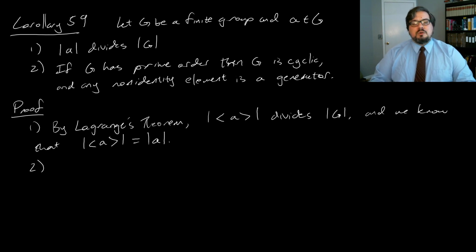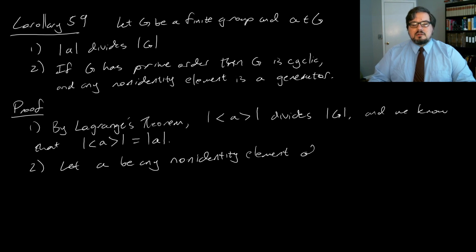Part 2 is going to use part 1 immediately. So let's let A be any non-identity element of G. And let's suppose that the order of G is P, a prime number.